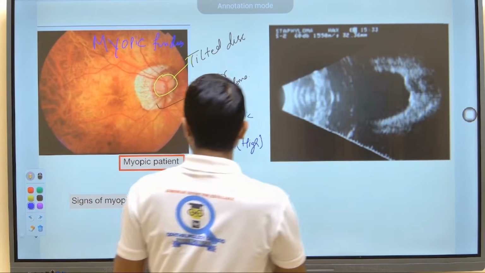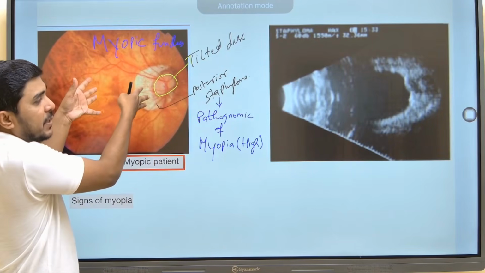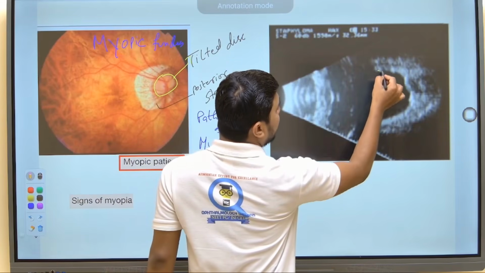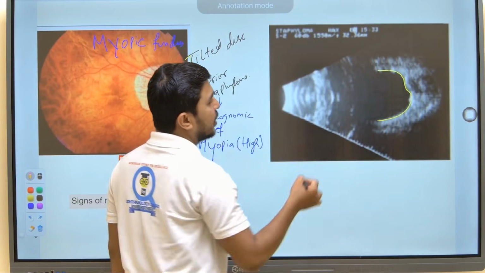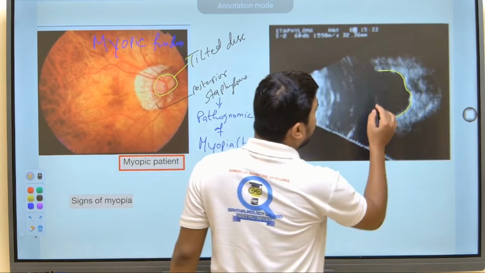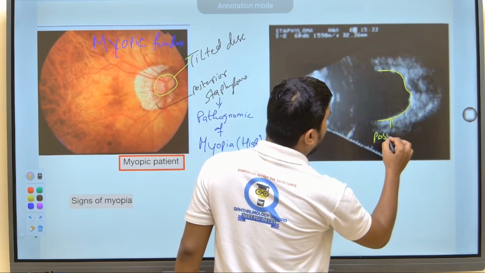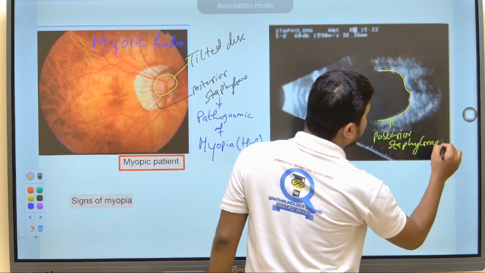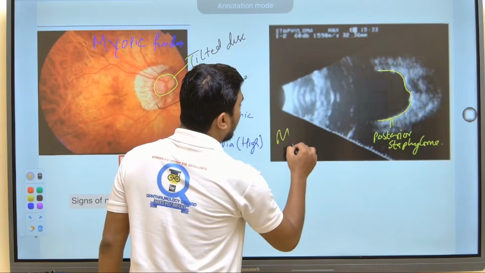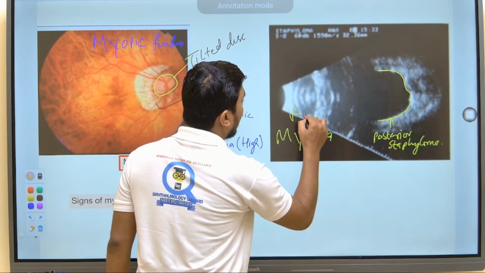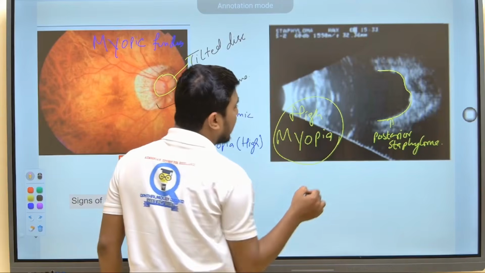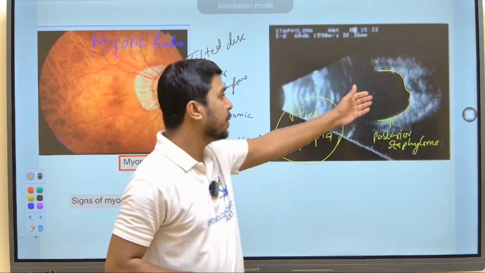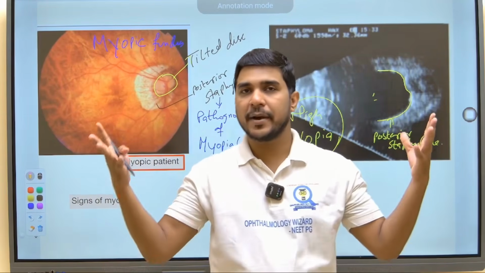Okay. Now since this image is correlating with this image, what is this? You can see the concavity here. This is not usual. This is a very unusual thing. This concavity indicates posterior staphyloma, right? So you need to remember this. This concavity is because of posterior staphyloma, and this is seen only in high myopia. So this is very important to understand. If you are given this picture or this picture, you should be able to identify high myopia.